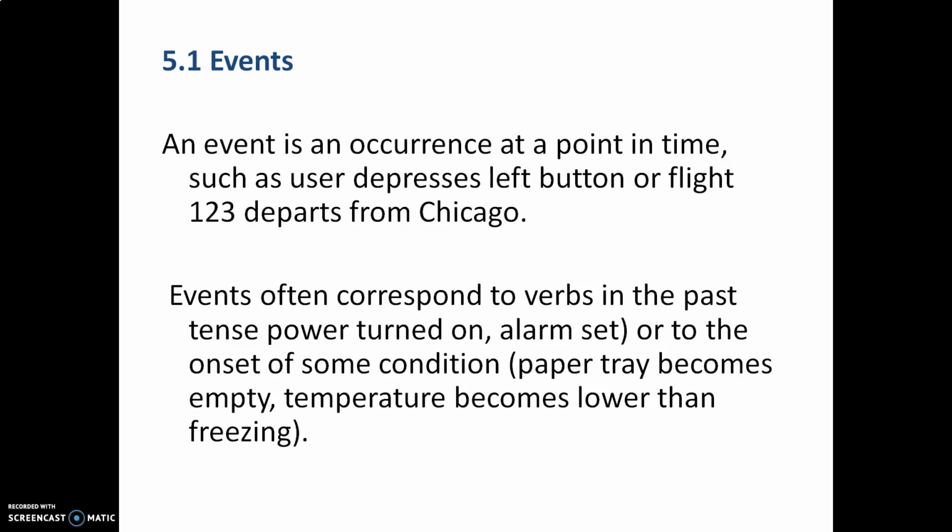An event is an occurrence at a point in time, such as a user depresses left button, or flight 123 departs from Chicago, right? Some occurrence at a point of time, that is termed as event. Events often correspond to verbs in the past tense: power turned on, alarm set, or to the onset of some condition. Paper tray becomes empty, temperature becomes lower than freezing, right? So one hint that we could look into events is that they correspond to verbs in past tense.